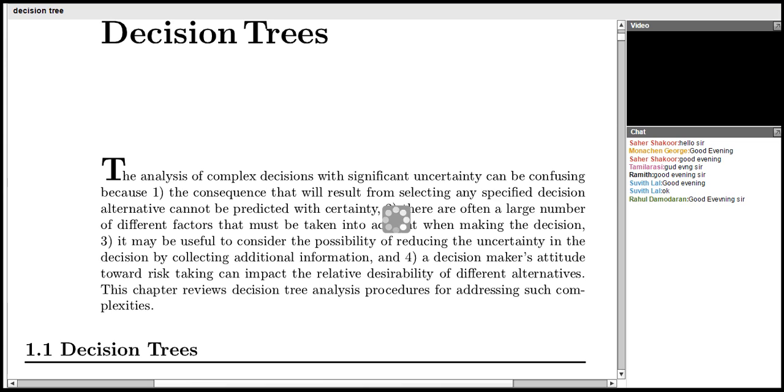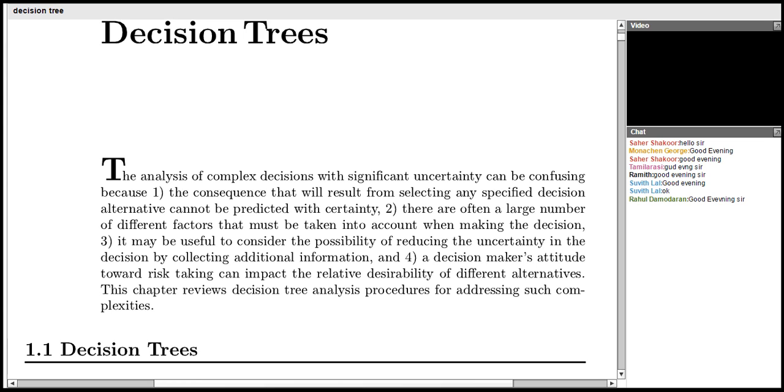Okay, good. Here you go. Now, what's a decision tree? Why do we need a decision tree? I'm just going to go through this step by step. So let's follow up. If anybody misses out, you're going to get caught up at some point. The analysis of complex decisions with significant uncertainty can be very confusing, because of four reasons.